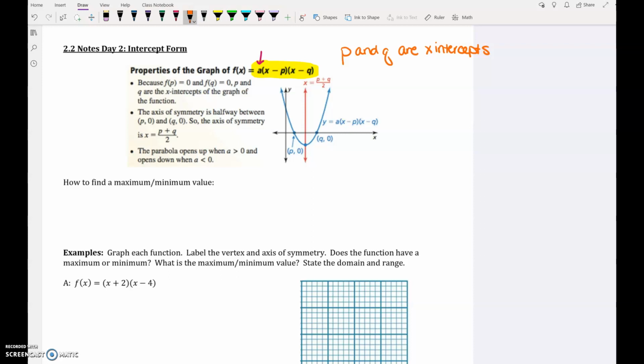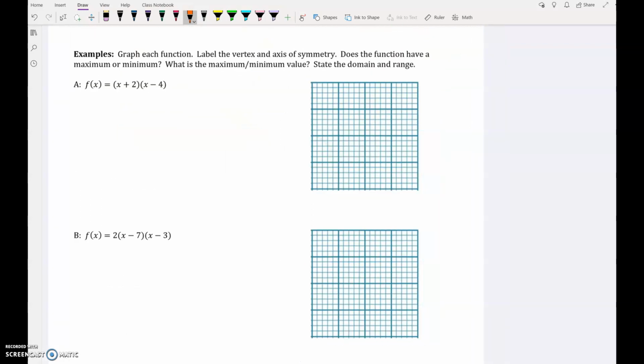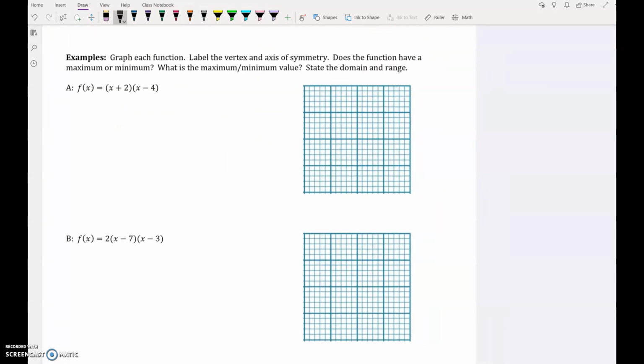And as far as the rest of it, we're just going to get there as we do an example. The one thing I do want you to notice: do you see how it says x minus p and x minus q? But positive p and positive q are the intercepts. So the opposite of what you see in the formula are the intercepts of the graph. Let's look at this first example. And if you're working ahead, we are going to slightly change example B so that it's a negative in front. So if you happen to be working ahead, I just want you to notice that before you get there so you don't have to totally redo the problem.